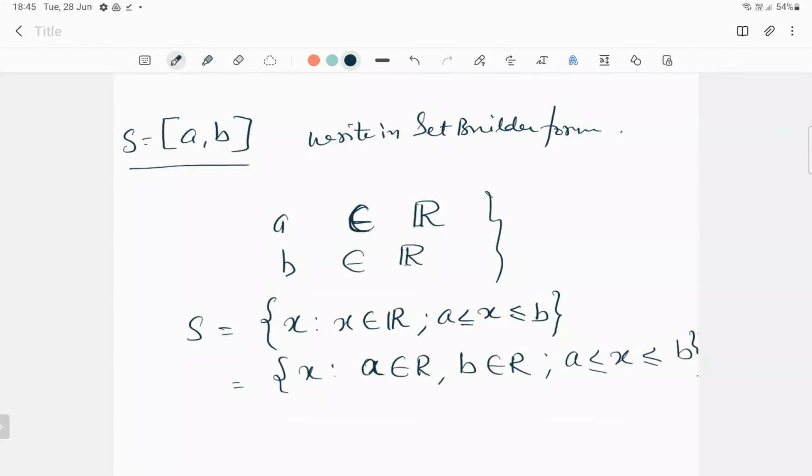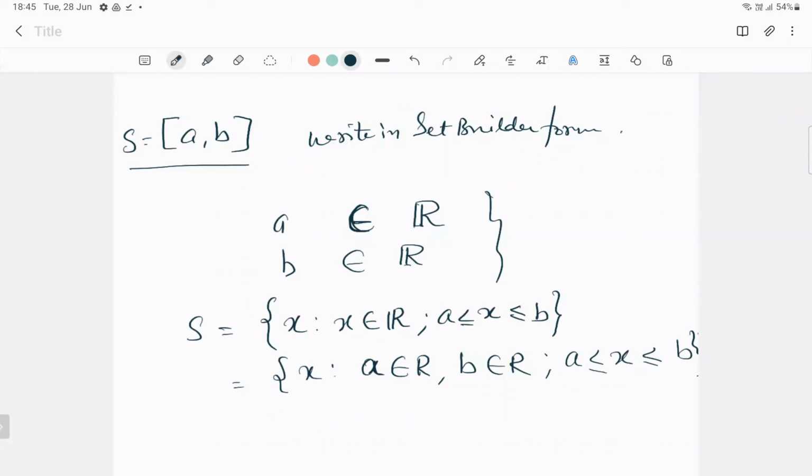If in your school they are asking you not to write this, ask them why not, because they don't have any reason. You can write in any form, but the easiest form is what we try to write always. Whatever the easiest form is, so we prefer that for set builder form.